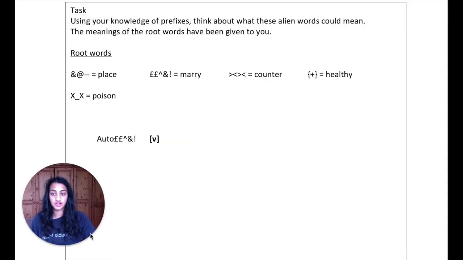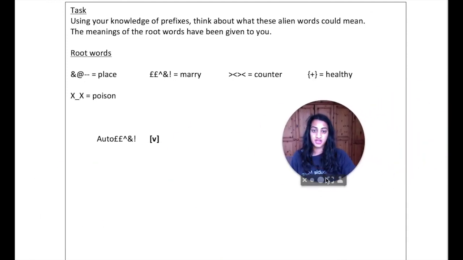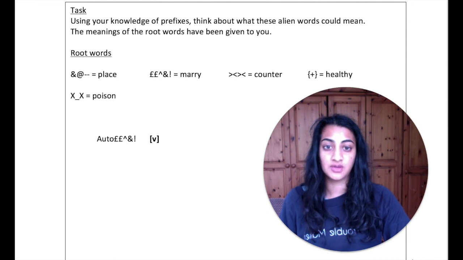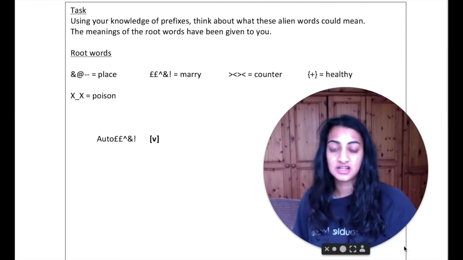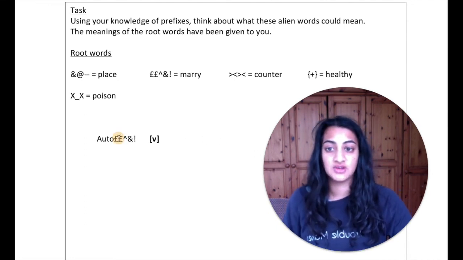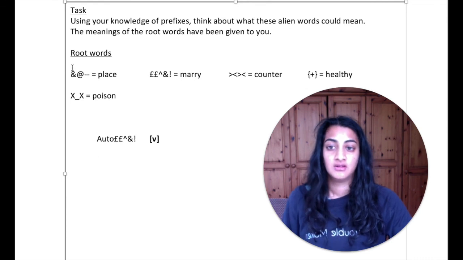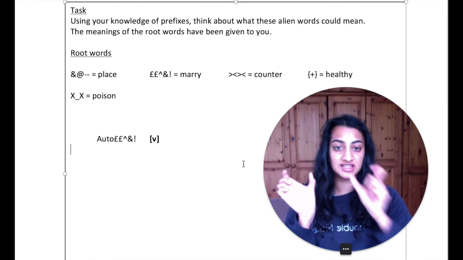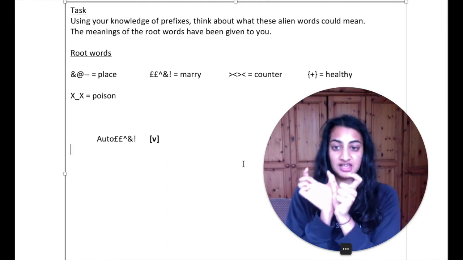Okay, so let's have a look at this question. So some of you will remember this alien prefix work that we did on Monday. So what you had to do is you had to look at the word, which is here, and you had to figure out what it could mean by breaking it down into the two parts, the prefix and the root word, and then adding the meanings together.